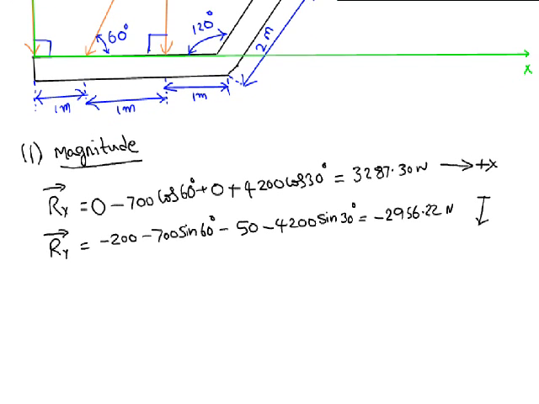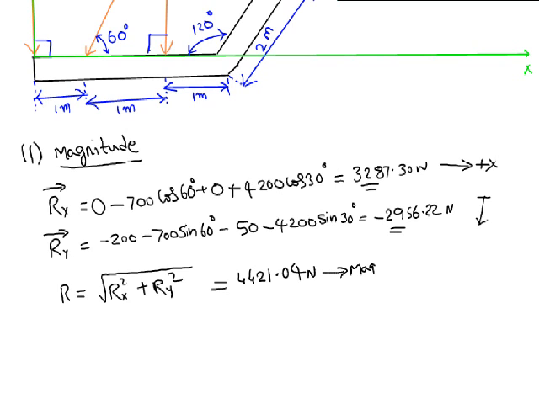Once you have this Rx and Ry, you can find the magnitude of the resultant R as under root Rx square plus Ry square. You can substitute these numbers given here to find that this resultant is 4421.04 newtons. This is the magnitude of the resultant.